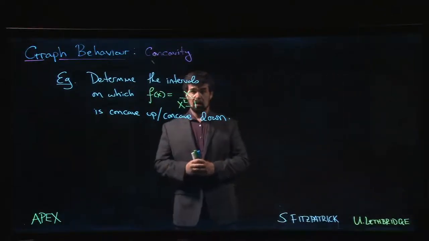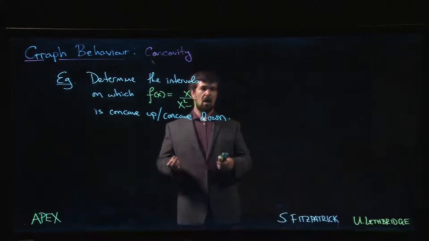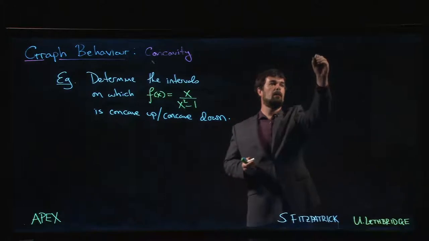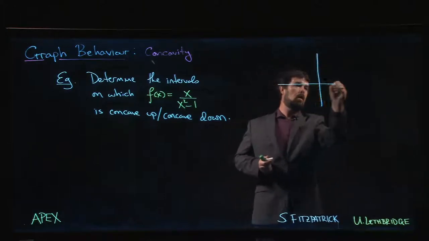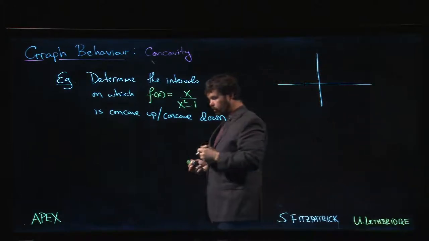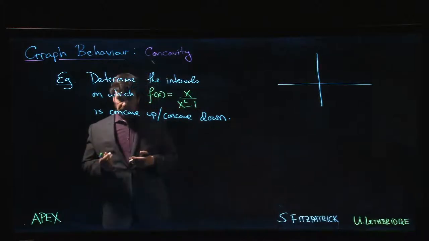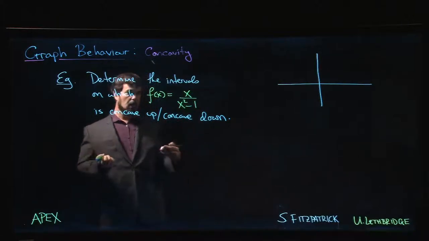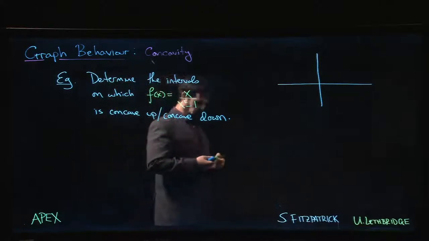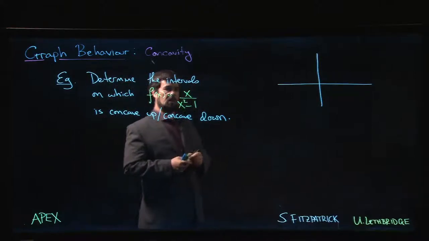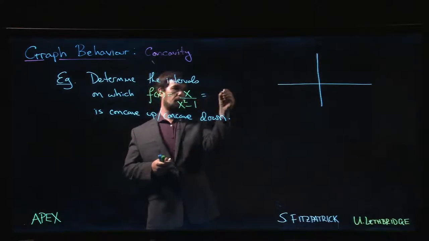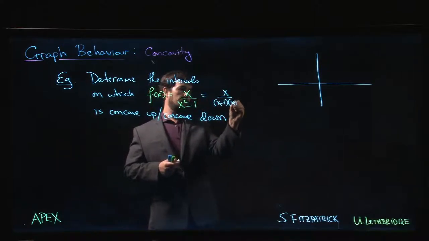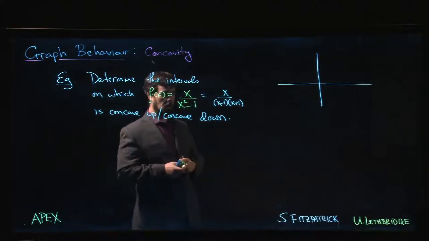The next example we're going to look at involves a rational function. Again, if we keep in mind that ultimately our goal here is to understand how the first and second derivatives of a function shape the graph, we can start thinking about what's going on with a function like this. So we know that we can factor the denominator.